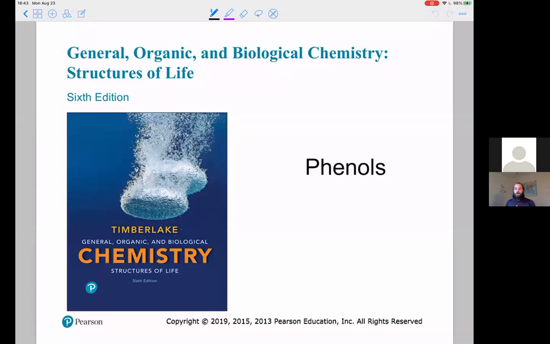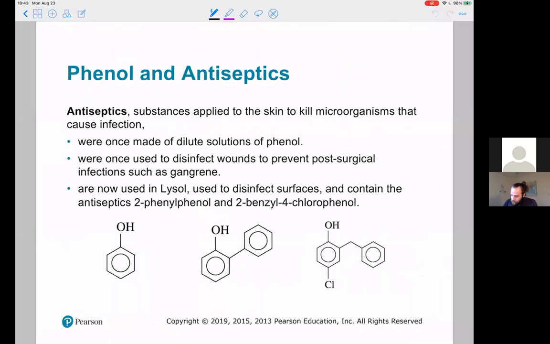All right, so now let's go talk a little bit more about phenols. Again, what characterizes a phenol is the OH group bound to a benzene ring. And we'll see, especially when we start talking about physical properties, how they really differ from alcohols. Phenols were traditionally used as antiseptics, which are like topical antibiotics. So things that will kill the microorganisms on your skin.